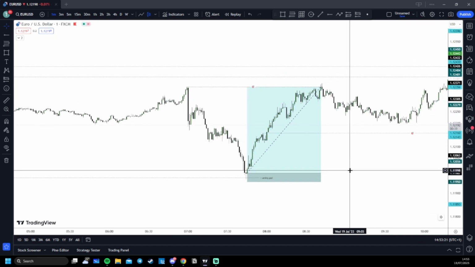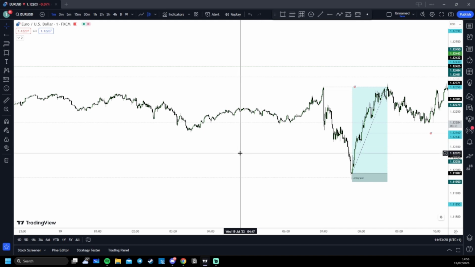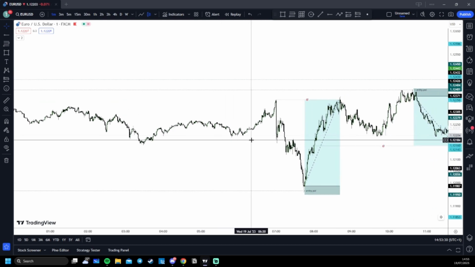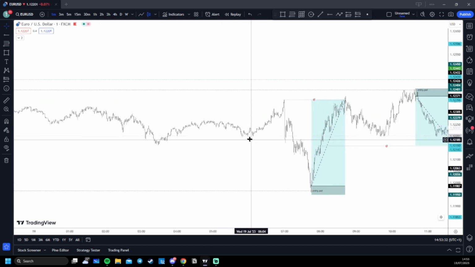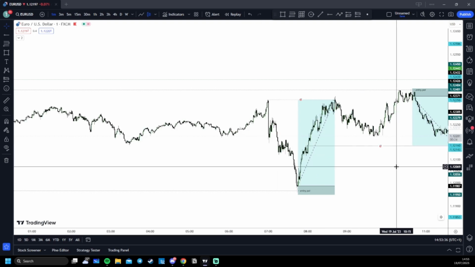Yeah, okay. So your bias was already pretty sure that it was going to react off that, so you just saw one tiny reaction and thought, okay, let's go. Yeah, essentially. It was risky, but after the big sweep of liquidity into the first order block, it's kind of all I needed.